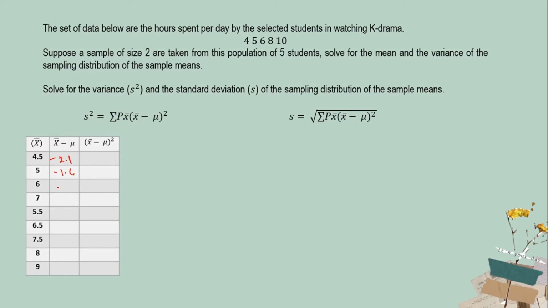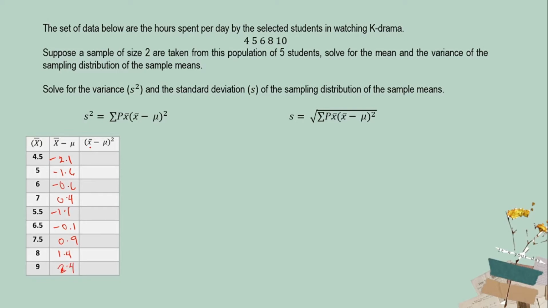Then 6 minus 6.6 is negative 0.6. Then 7 minus 6.6 is 0.4. 5.5 minus 6.6 is negative 1.1. 6.5 minus 6.6 is negative 0.1. 7.5 minus 6.6 is 0.9. Then 8 minus 6.6 is 1.4. 9 minus 6.6 is 2.4.